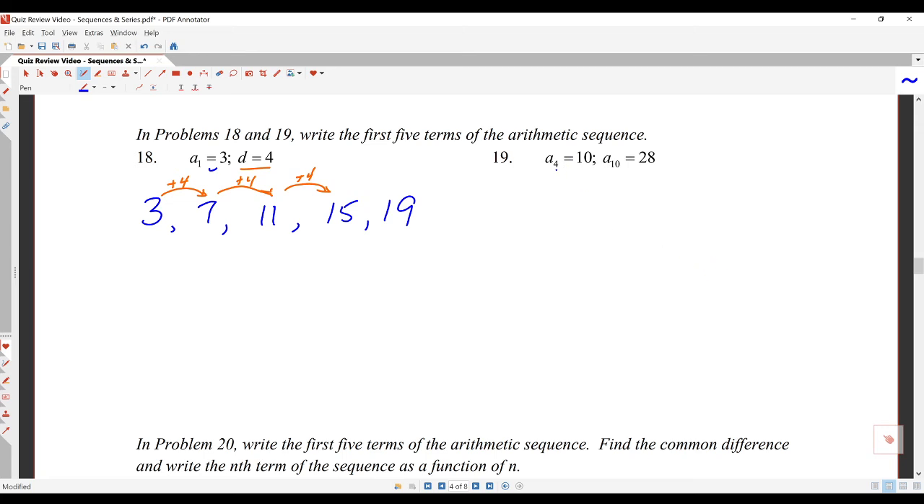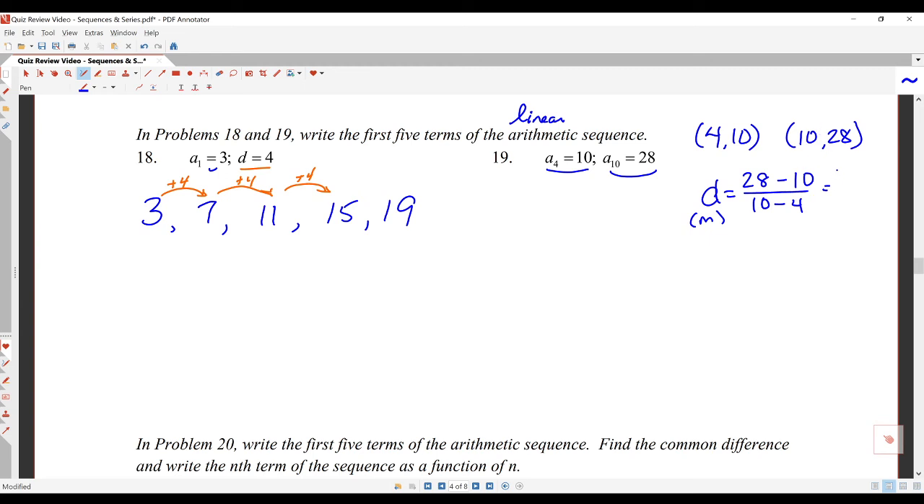Now, 19 is a little difficult because we're given the 4th term and the 10th term. There are multiple ways of doing this, so if you have a method that works, that's great. I like to think of it as, remember, arithmetic sequences are linear. So I like to look at this as an equation of a line. So 4 gives me 10, and 10 gives me 28. So to find our common difference, that's our slope. So I'm going to go y2 minus y1 over x2 minus x1. I get 18 over 6, and that's 3.